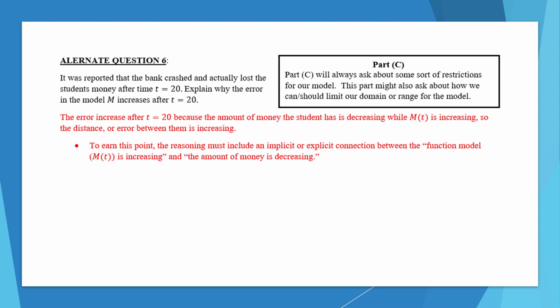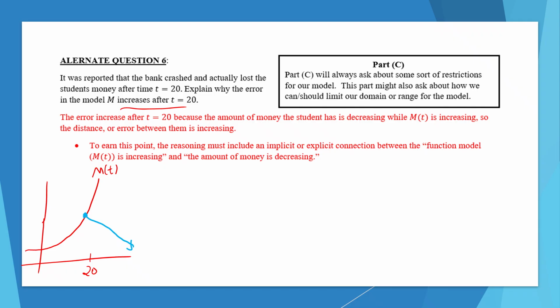All right, the alternate version that you could see is it was reported that the bank crashed and actually lost the students' money after time t equals 20. Explain why the error in the model M increases after t equals 20. So this is model M, but what the situation is saying is at time t equals 20, the bank actually crashes and loses money while model M still is expected to grow over time, right? An exponential function is not all of a sudden going to start decreasing. So what is the error even talking about?